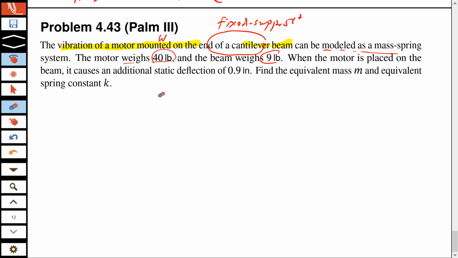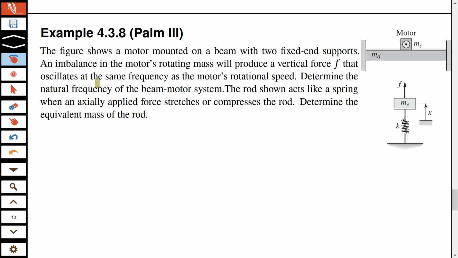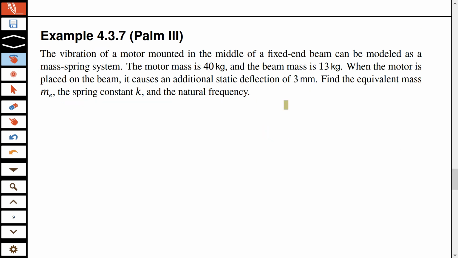That's not a big deal. When the motor is placed on the beam, it causes an additional static deflection. Remember, this is something we have done. Find the equivalent mass and the equivalent spring. So if I take you back to this, it's exactly the same problem. Example 4.3.8. देखो ये fixed end support है, motor mounted in the middle है, ठीक है. नहीं ये नहीं है, सॉरी ये नहीं है, ये वाला नहीं है, ये वाला है, ठीक है. मोटर माउंटेड इन द मिडल, फिक्स्ड बीम, मोटर मास गिवन है 40 किलोग्राम, वहां पे 40 किलोग्राम की जगह क्या गिवन है, वेट गिवन है WC, एंड यू नो हाउ टू कन्वर्ट WC टू MC. बीम का मास गिवन है, सो MD गिवन है, और हमारे उस प्रॉब्लम में WD गिवन है. You can convert that to MD.